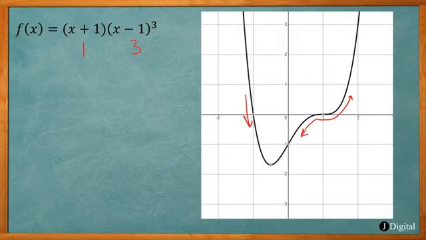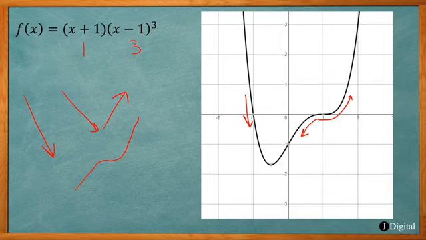So the rules are, if you have a multiplicity of 1, it just goes right through it. When you have an even number, so 2, 4, 6, 8, it doesn't matter as long as it's even, it's going to hit the intercept and bounce right off of it. If it's an odd number, like 3, 5, 7, it's going to go towards it, kind of flatten out, and then go back up. So it's going to go through the intercept. We're going to see it flatten out as it approaches it.